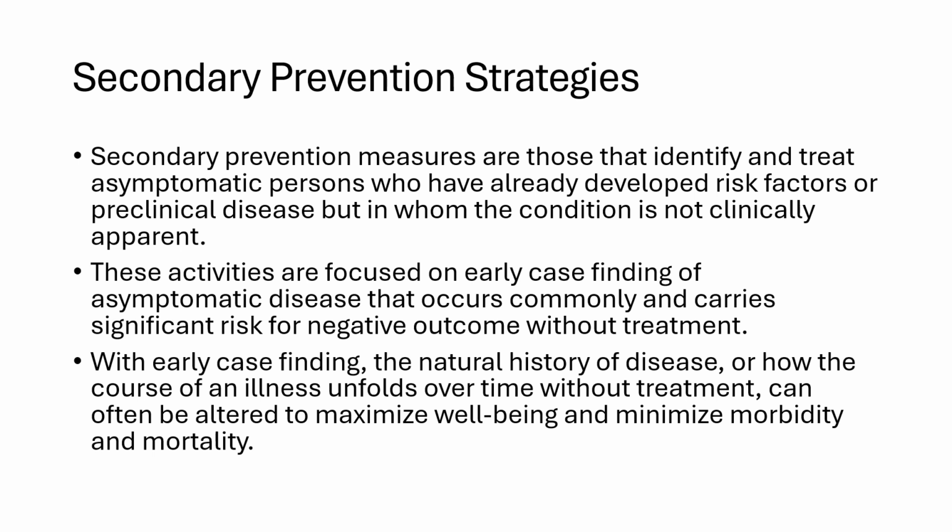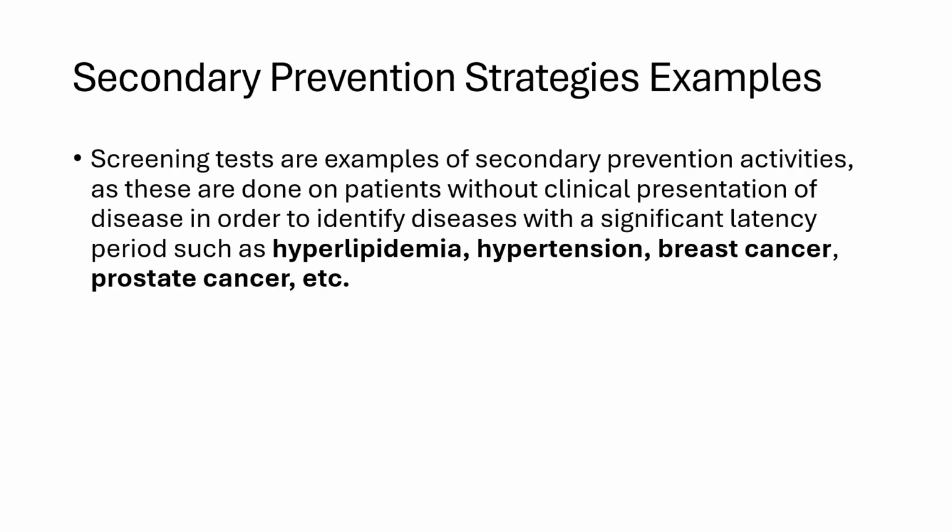Secondary prevention measures are those that identify and treat asymptomatic persons who've already developed risk factors or preclinical disease, but in whom the condition is not clinically apparent. So these activities are focused on early case finding of asymptomatic disease. With early case finding, the natural history of disease, or the course of illness, unfolds over time without treatment, and we want to minimize morbidity and mortality.